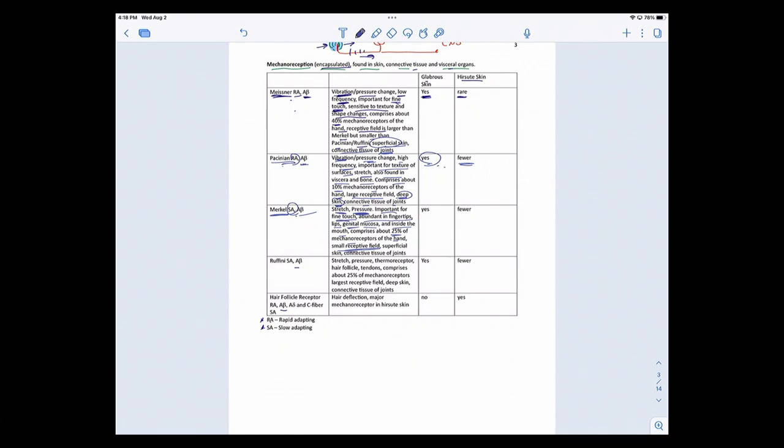And so if you have a very small receptive field, then that tells you, okay, these are super important for great fine touch. Again, you'll find these in superficial skin. You can also find these in the connective tissue of joints. So again, they play a role in proprioception. Again, these are going to be dominantly in your glabrous skin, but you can find some in your hairy skin.